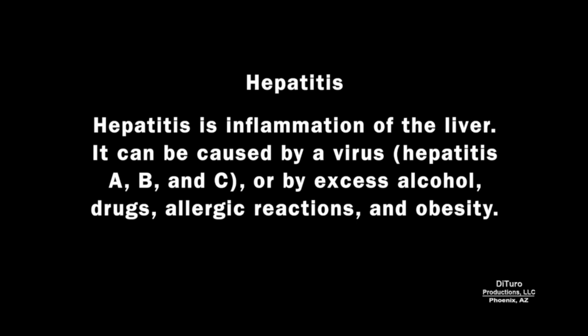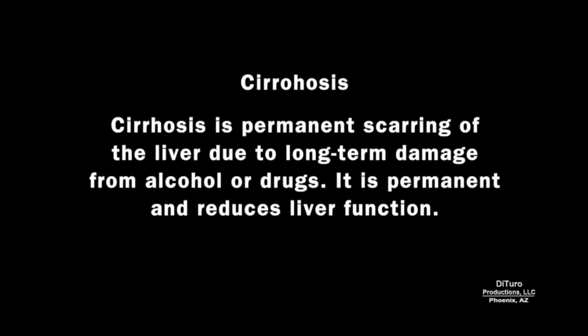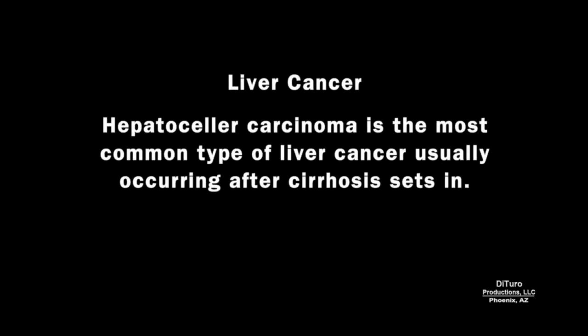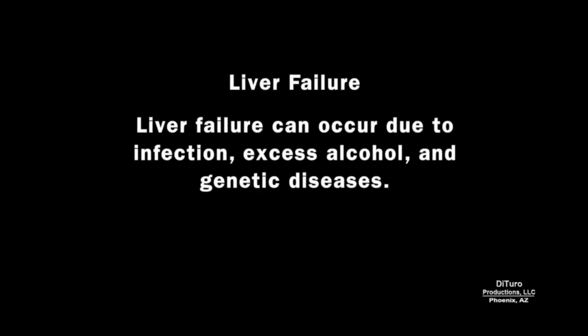Hepatitis is inflammation of the liver. It can be caused by a virus like hepatitis A, B, and C, or excess alcohol, drugs, allergic reactions, and obesity. Cirrhosis is permanent scarring of the liver due to long-term damage from alcohol or drugs. It's permanent and reduces liver function. Hepatocellular carcinoma is the most common type of liver cancer, usually occurring after cirrhosis sets in. Liver failure can occur due to infection, excess alcohol, and genetic diseases.